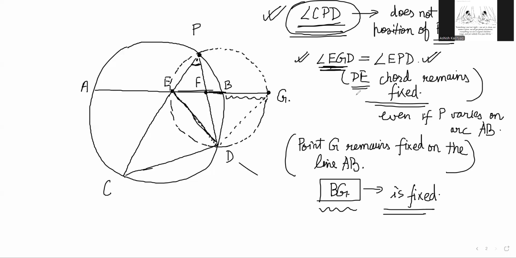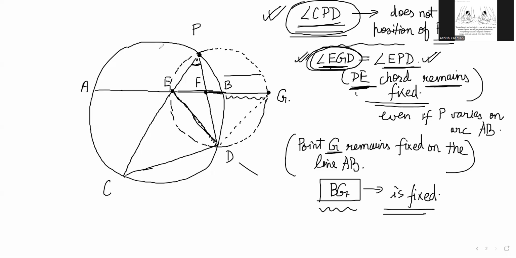You know that chord DE is fixed. And because chord DE is fixed, we know that these two angles are there. So these two angles ensure that even if P varies, this angle is the same. And that means point G is fixed on the line AB, which means the length BG is fixed, even if the orientation of it will change if the point is slightly different.